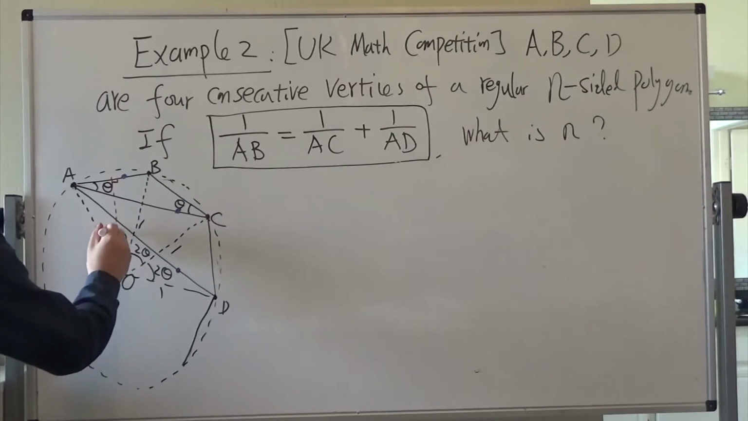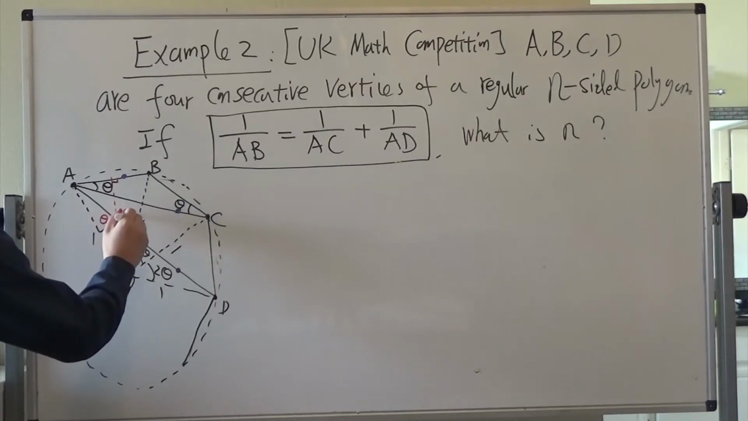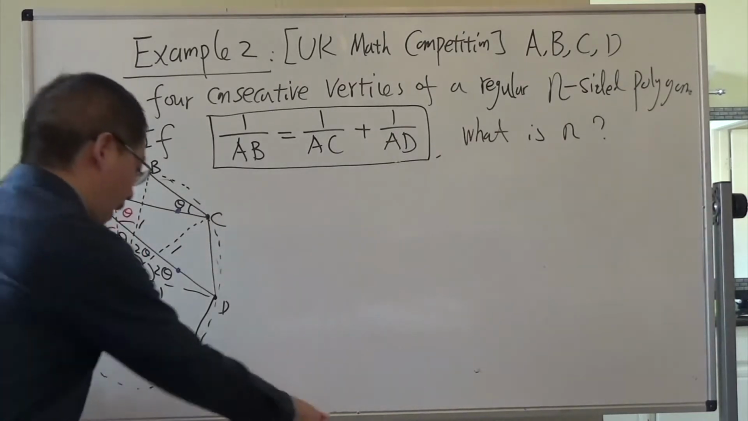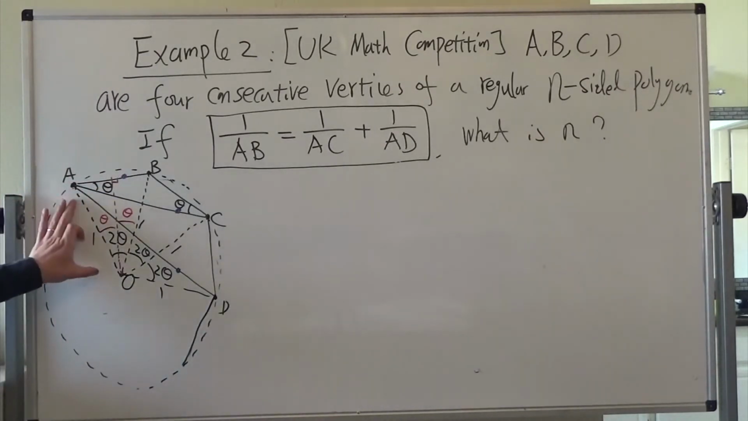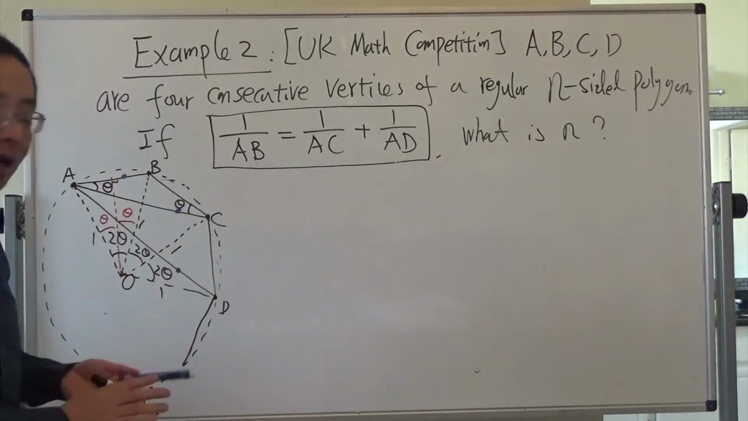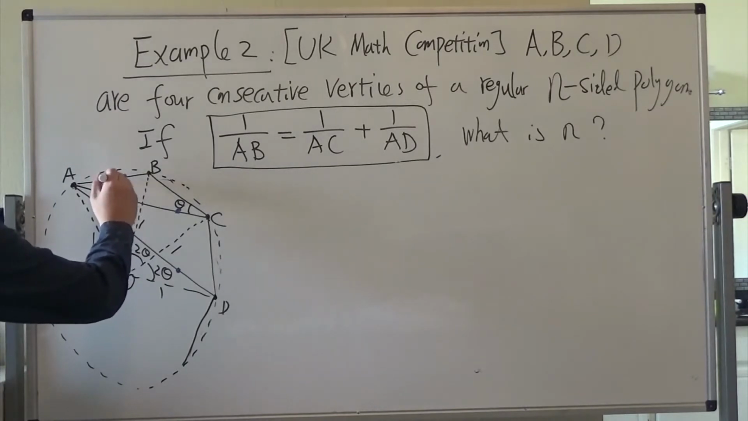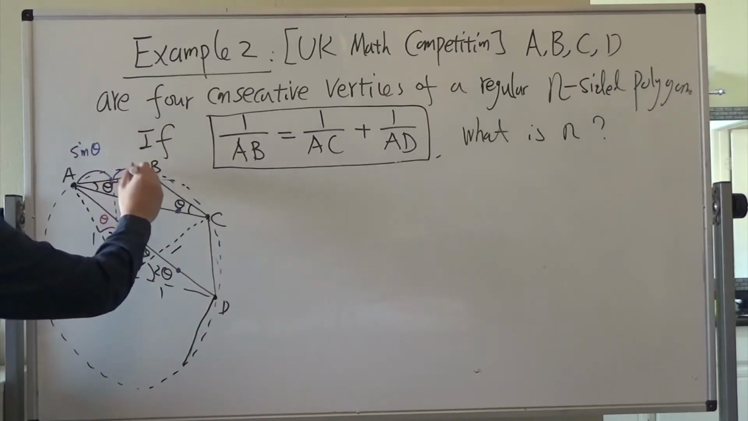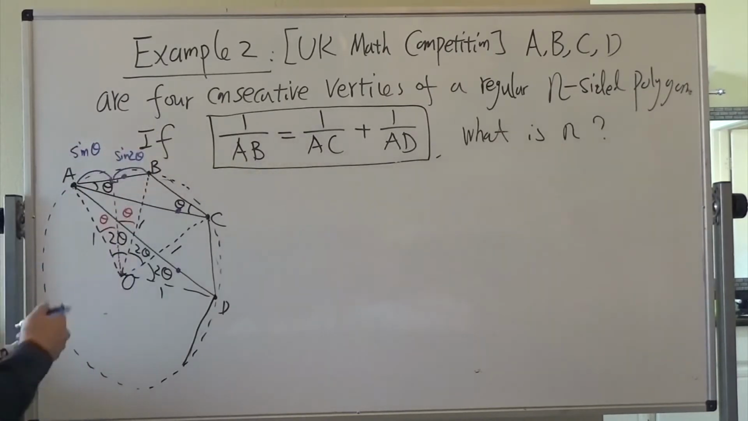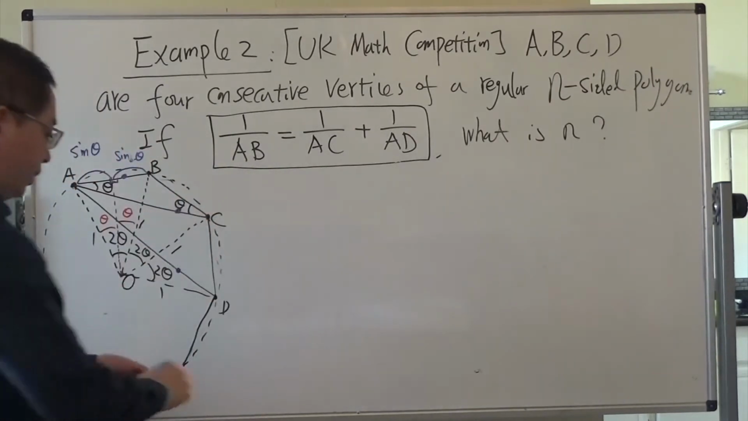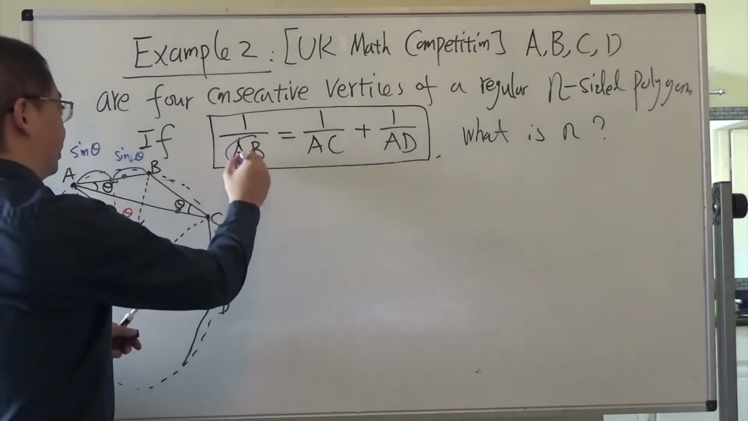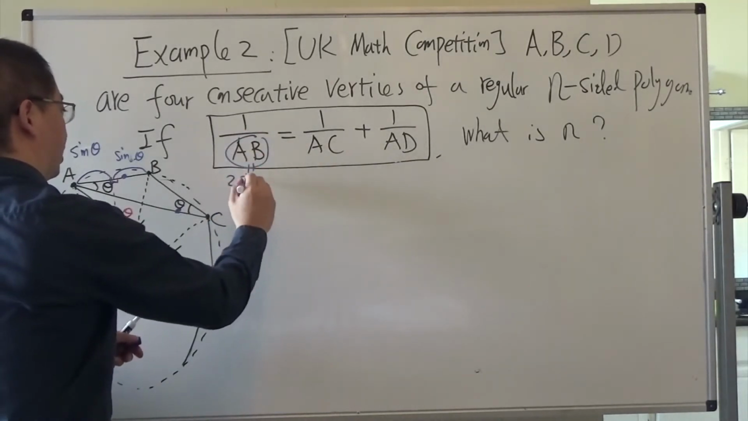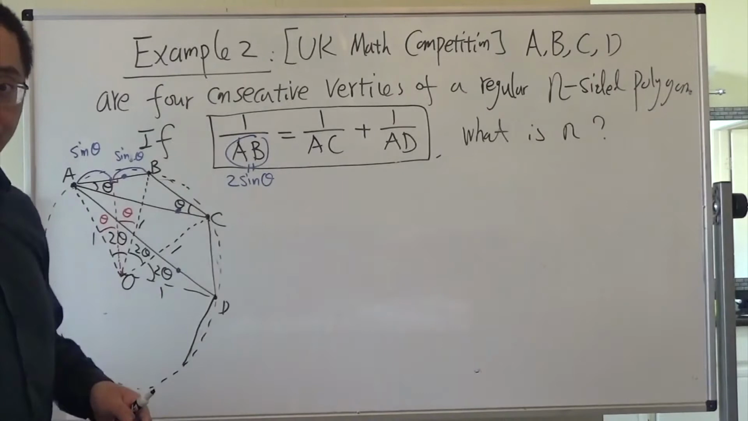And it bisects the angle. So this is theta and this is theta. Therefore, if this is 1, by the definition of sine in this right triangle, we get this one is sine theta. So this is also sine theta. Therefore, what we derive is AB equals twice sine theta.